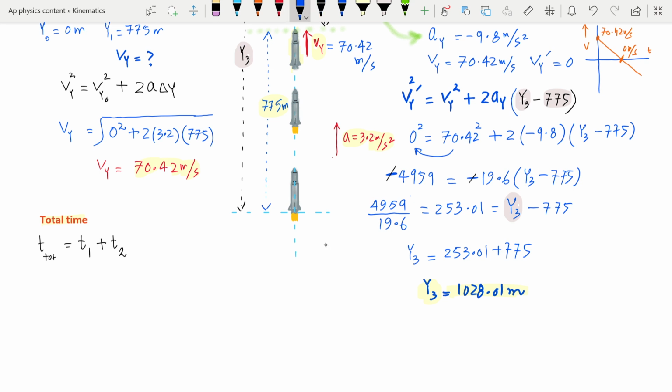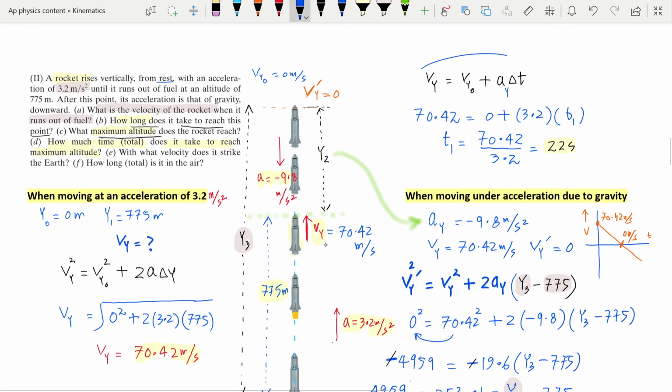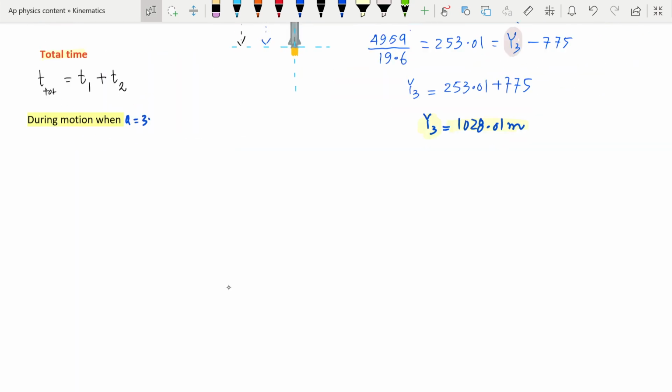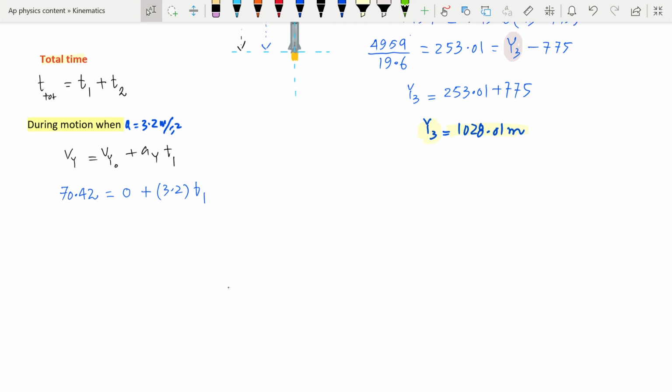So we can apply this equation once again to calculate the time. During the motion when a is equal to 3.2 meter per second square, we can apply vy is equal to vy0 plus ay t1. That's what we want to find out. So 70.42, you remember, at a height of 775 meter, is equal to 0 when it started plus 3.2 into t1. We had already calculated it, it is 22 seconds.